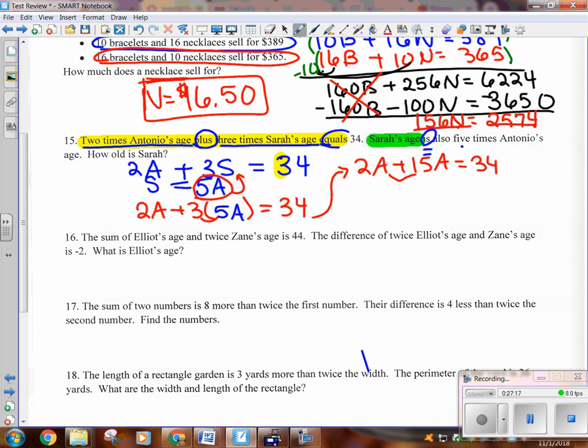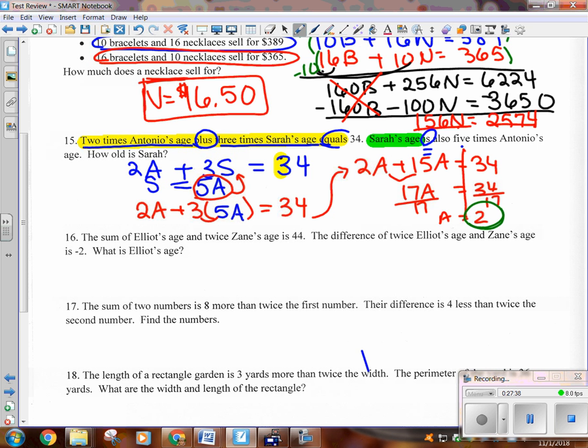Now these are alike. They both have an A and they're both on the same side. So I have to recognize that 17A is 34. Divide by 17, I end up with 2. So Antonio is 2, which is kind of sad because I really needed Sarah's age. But it isn't hard because look right here.